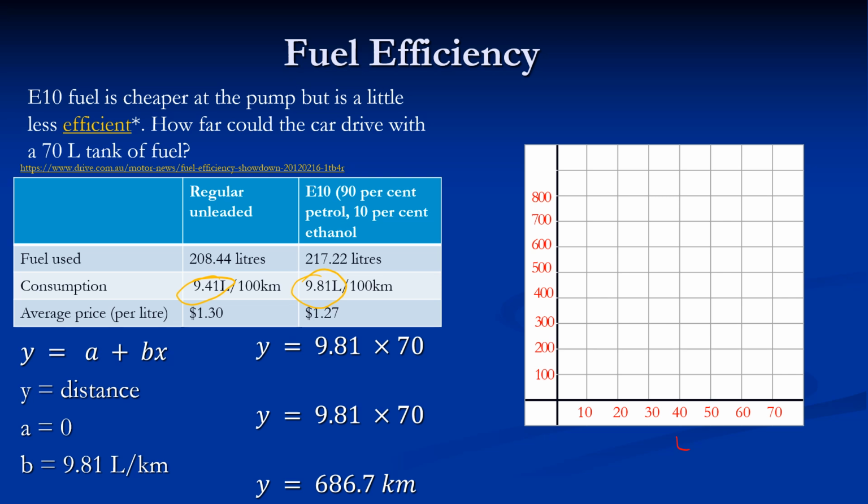Now if I'm looking at this graph, I'm going to have litres down the bottom. I'm going to have a range, as in the distance that could be travelled, in kilometres up here. And then I can graph that using the y-intercept and the x-intercept of 70. So there we are. On the y-axis we've got 686 kilometres, and on the x-axis we've got 70 litres, and then we can just draw a line to graph that. So we can draw the linear graph just from the x and the y-intercept. You can of course use the gradient, which is also going to be the rate of 9.81 litres per kilometre.